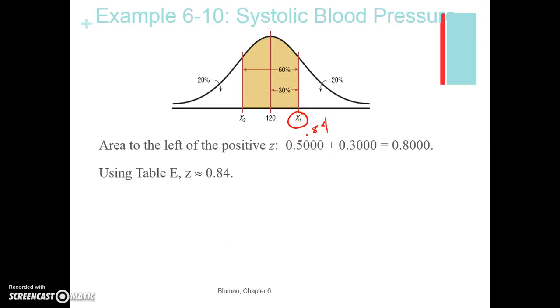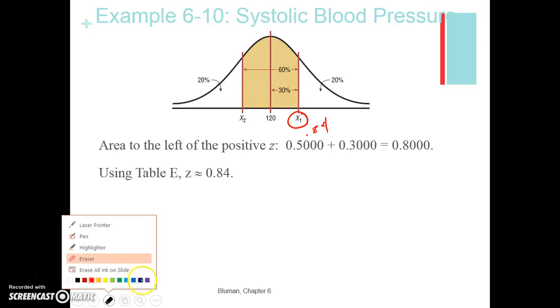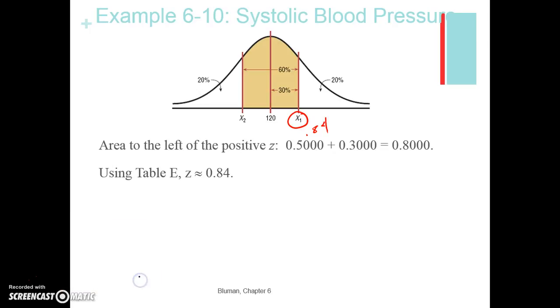Now, we know that this graph is symmetric, and we know that it's 30% away from the mean here, so this other side should also be 30%. So with that being said, that means that this value here should be the same value as this one, but just on the negative side. So we know it's negative 0.84.